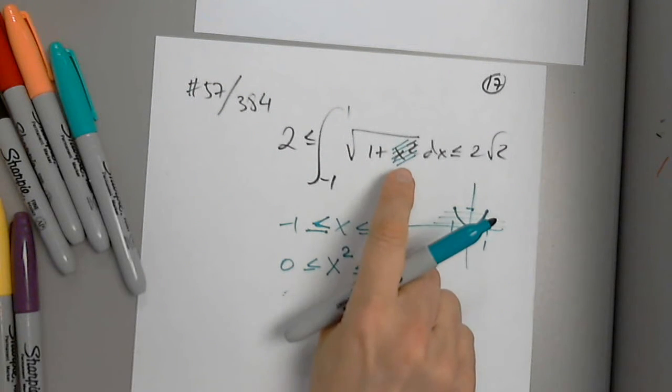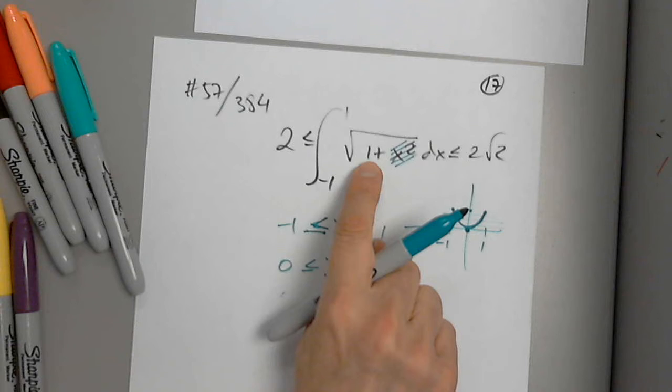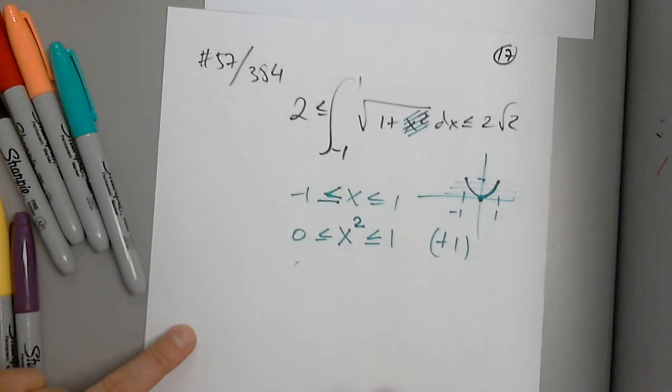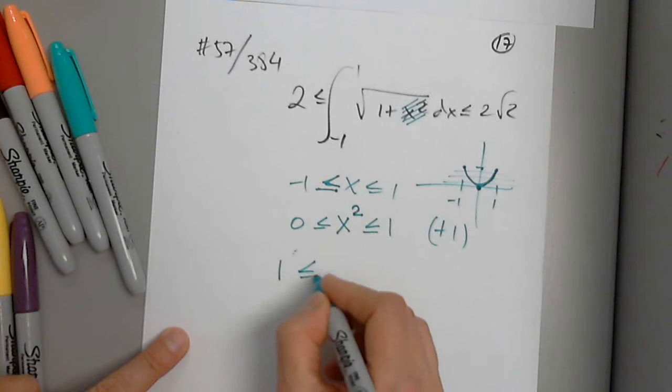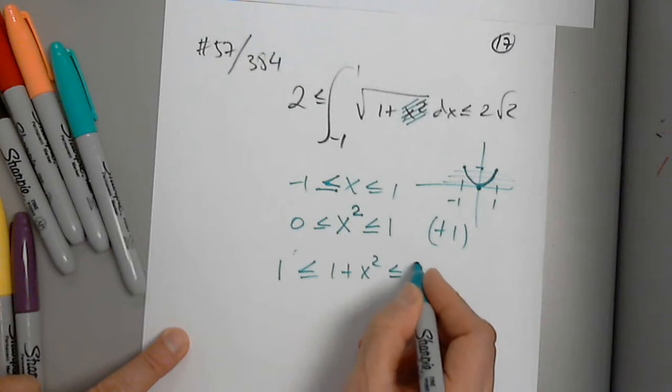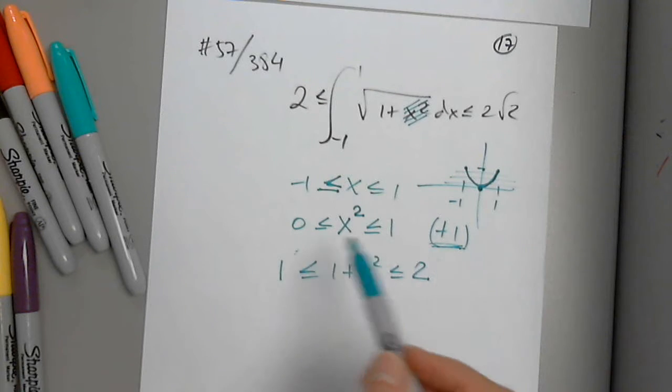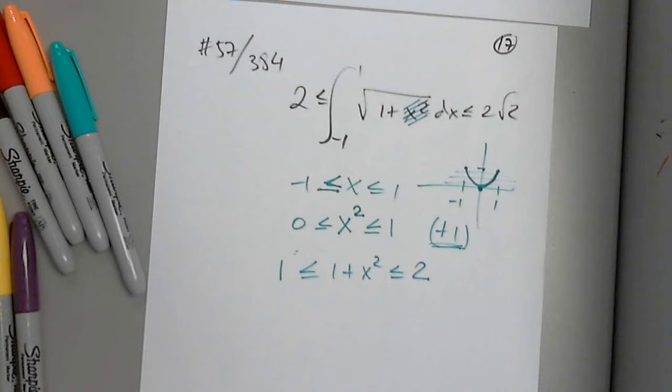I haven't gotten there. I don't have the 1. So I will have to add 1 to all three sides: 1 less than or equal to 1 plus x squared less than or equal to 2. Do we agree with this? If I established that x squared is between 0 and 1, I'm allowed to add 1 to all three sides, and the inequality will not change.